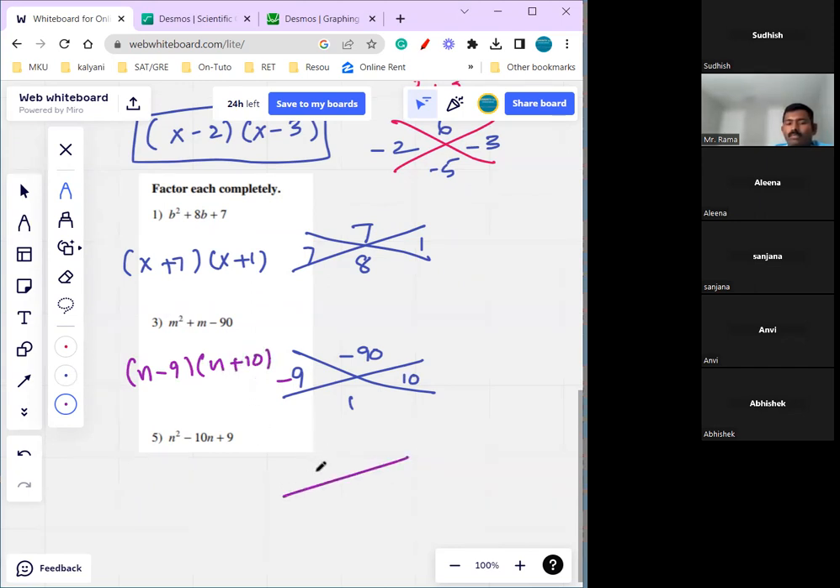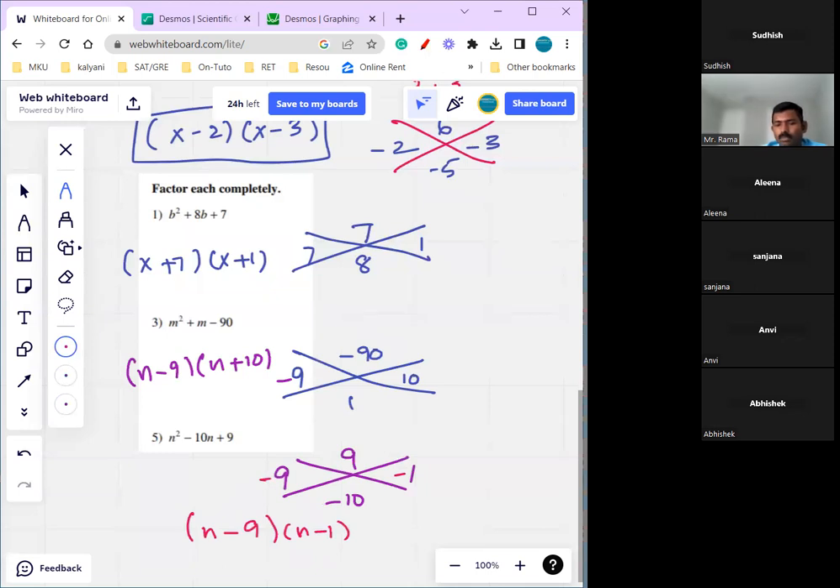Same thing with finally, you need to get 9 here, -10 here. So I think 9 times 1 should work, but I need the negative, so I'm going to put both negatives. So when I add, I get -10. When I multiply, I get a positive. Good, everybody? So it's simple, okay, n minus 9 and n minus 1. Good. So that's a basic factoring in this case.